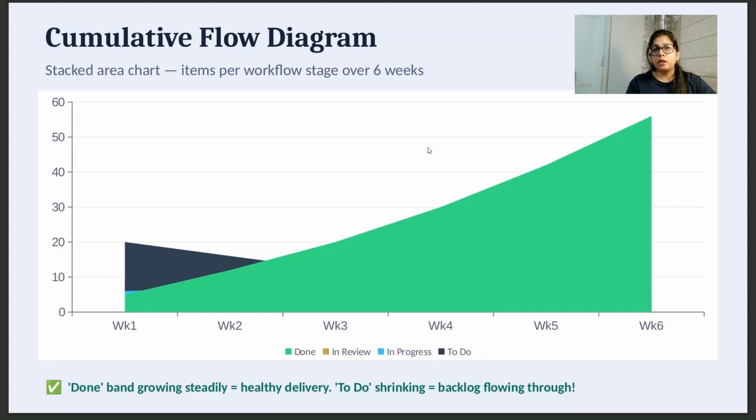So this is how you could study a CFD diagram if you're working in the Kanban framework and get to know how your team is working or moving ahead in the flow over 6 weeks or 8 weeks. It is up to you how many weeks you take to analyze the team.